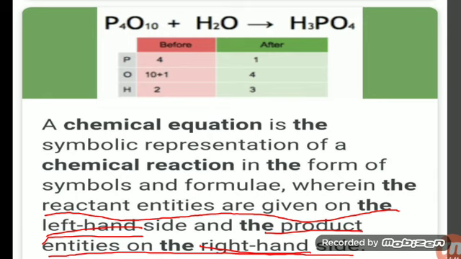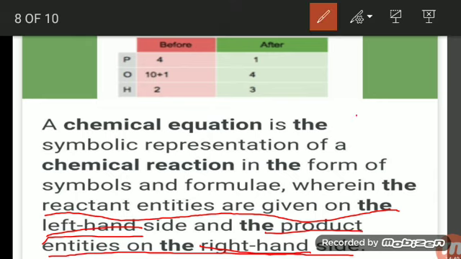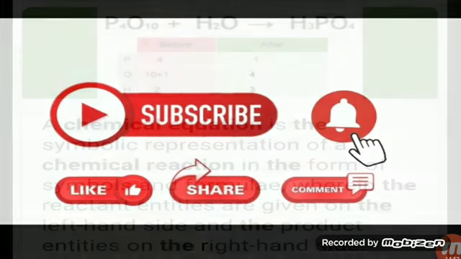Now let's move to the next slide, and many a times the question comes from here: what is a chemical equation?